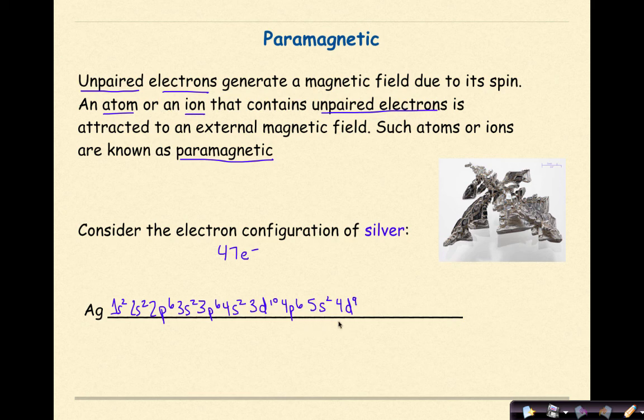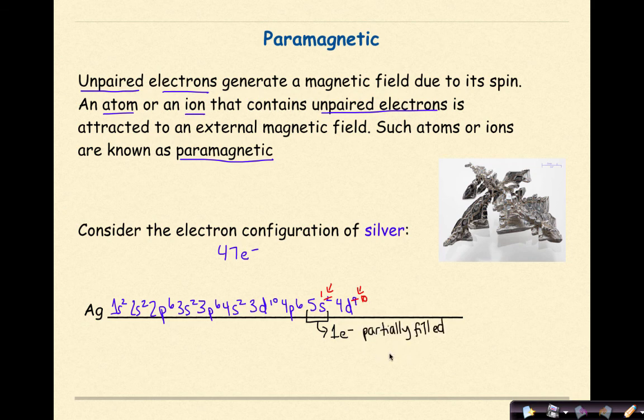But we know by looking at this that it is in our best interest to take an electron from this 5s2 and promote it up to this d sublevel. So really what we should see here is 5s1 and 4d10. What makes this paramagnetic is the fact that this 5s1 subshell is not filled. We only have one electron here. Therefore, this is just partially filled.